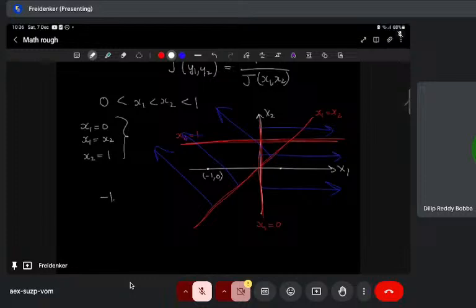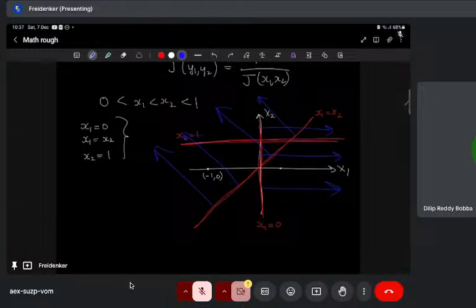Is minus 1 less than 0? Yes, it is. So this is the correct region, the opposite, the other side. And now we have to check where x2 is less than 1. First of all, where is x2 equal to 1? x2 equal to 1 is here.